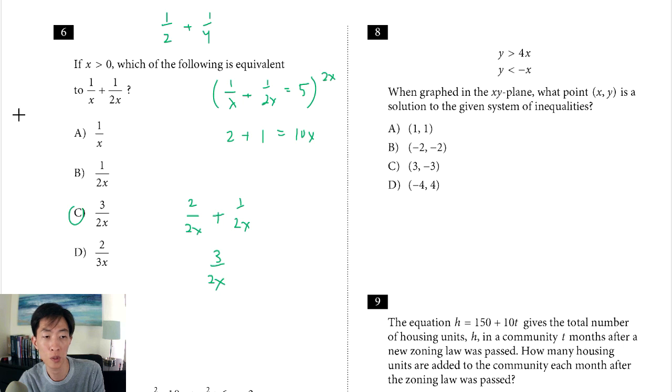If you're totally confused by this, just pick a number for x. Let's say x equals 2, and then you actually get the same numbers that I came up with up here. What's 1/2 plus 1/4? You know that's going to be 3/4. And so when you plug in x equals 2 into each of the answer choices, the only one that's going to work is choice C, which is 3/4.